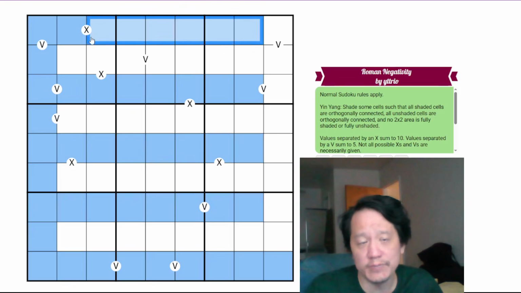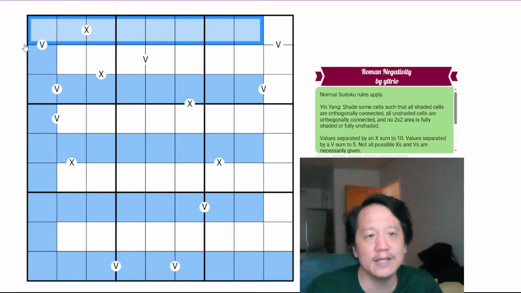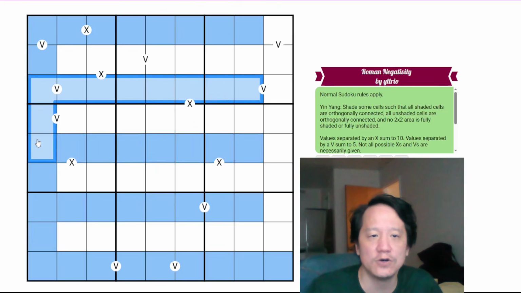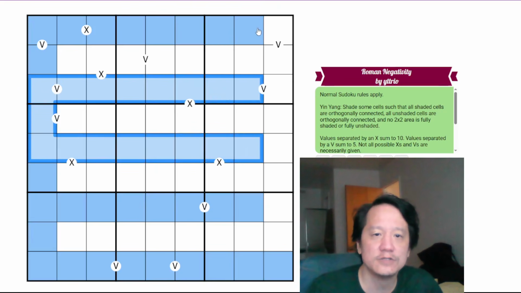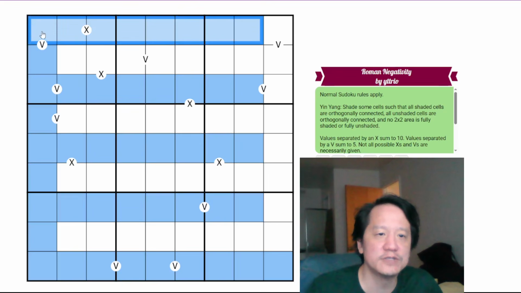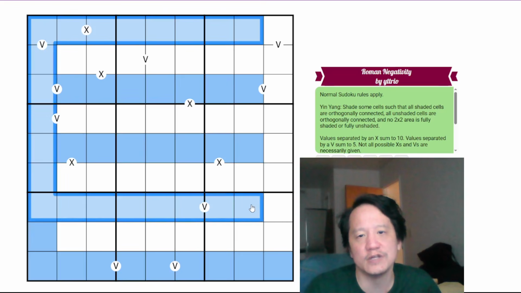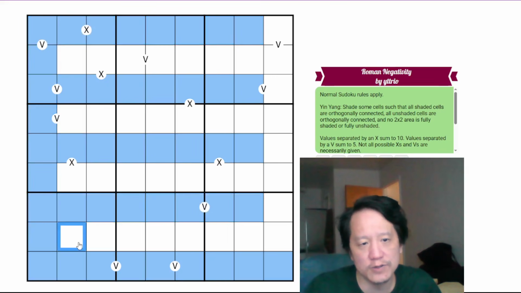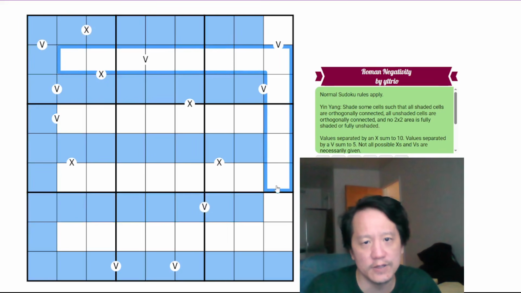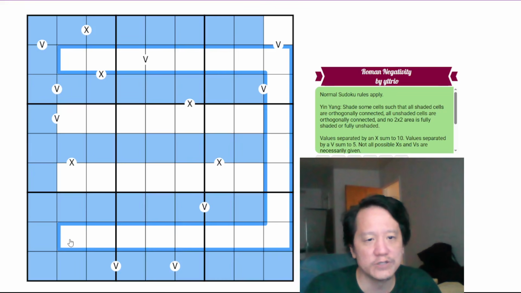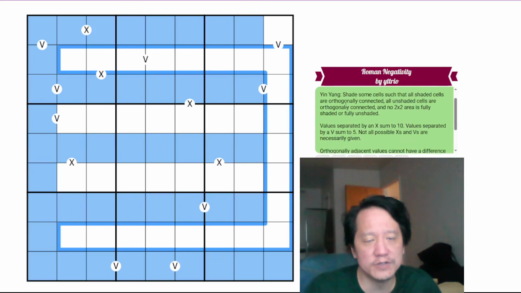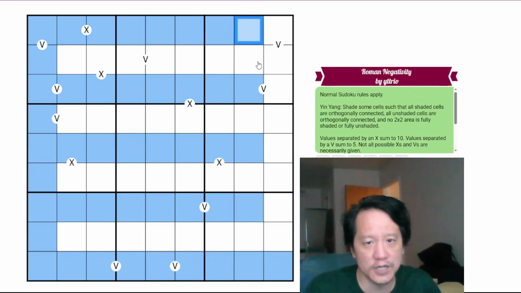As a region, it means that you have to be able to go from any cell in the region to any other cell in the region just by going through edges, all while staying within the region. So for example, you can go from this cell to this cell here by going through these edges while staying within the shaded region. To get from this cell here to this cell here, you can go through these edges, all while staying within the unshaded region. So this is an example of a valid yin-yang shading.